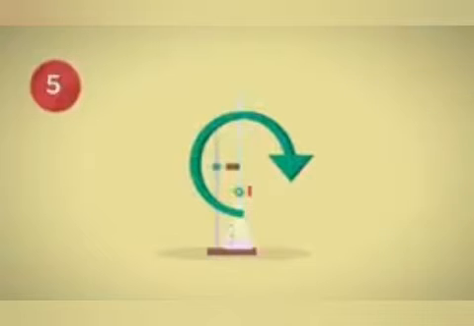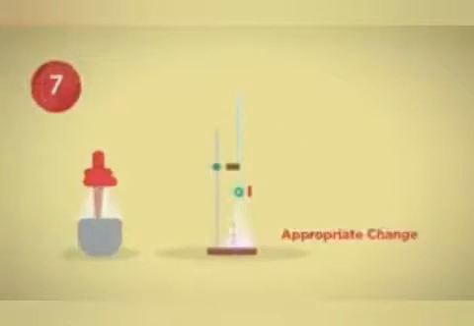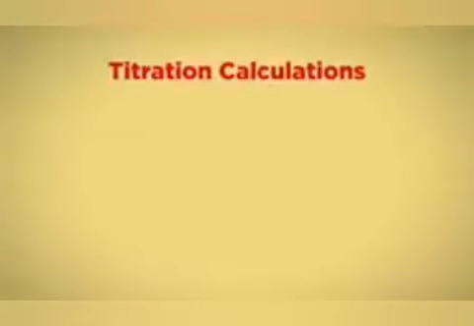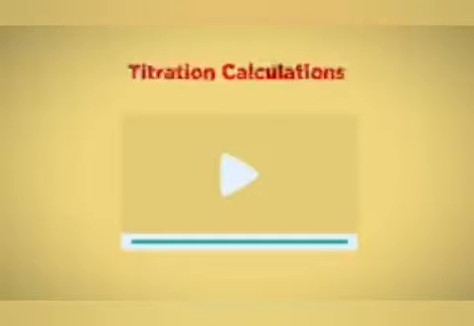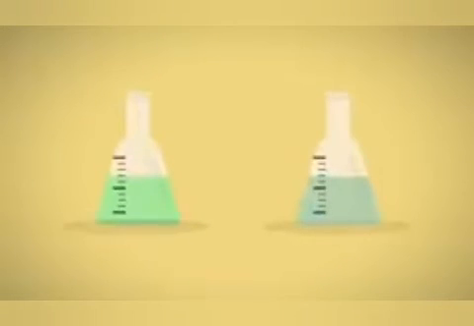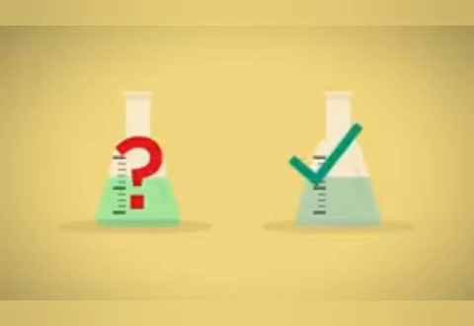So we have carried out the titration a few times and have a consistent titer value. What do we do next? Titration calculations. Now that you know how to carry out titrations, watch the second part of this video to see how to do a titration calculation to work out the actual concentration of the unknown solution. All you really need to remember is that titrations are used to work out the concentration of an unknown solution when you know the concentration of another solution.